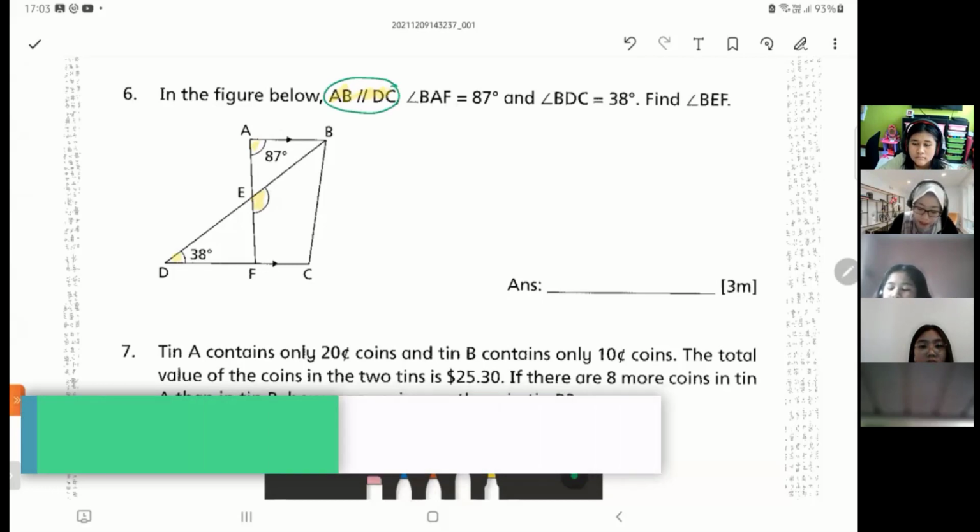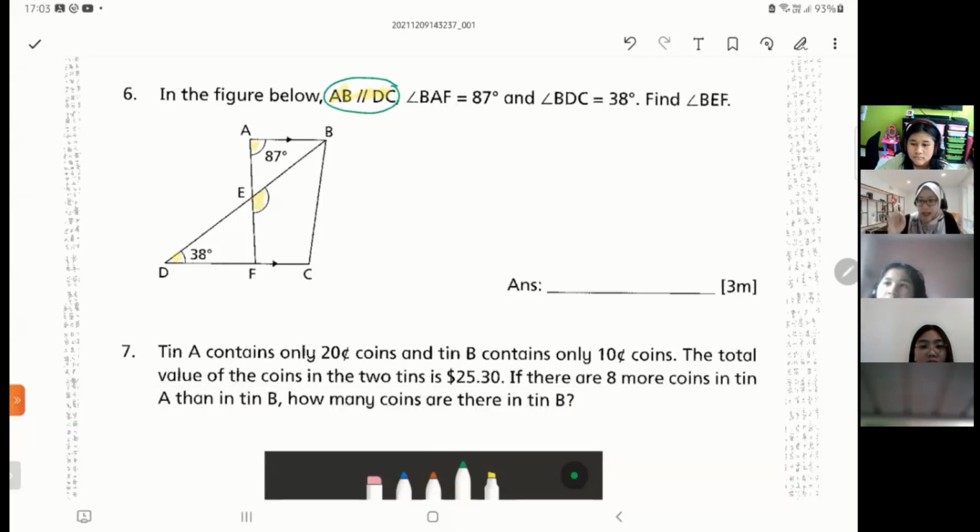If you look at that properly, I can actually see there is something to do with your Z rule here. Where is it? This, and this. Can you see? There's a Z rule. This is the Z rule. Here is 38. So here will also be 38 degrees. Here is also 38 degrees. Can you see? Okay. So now with that, it's easier.